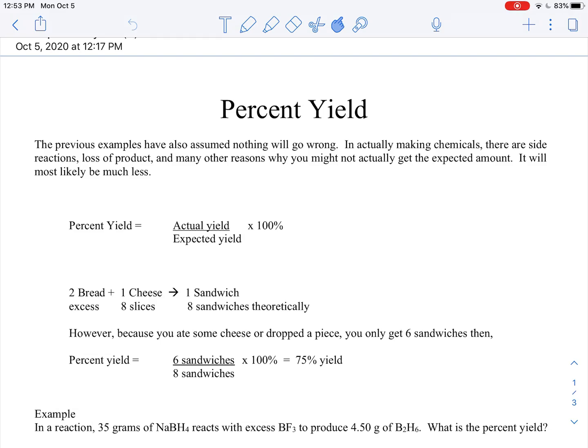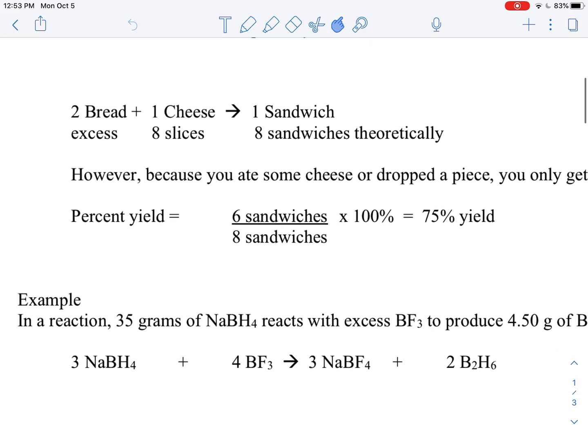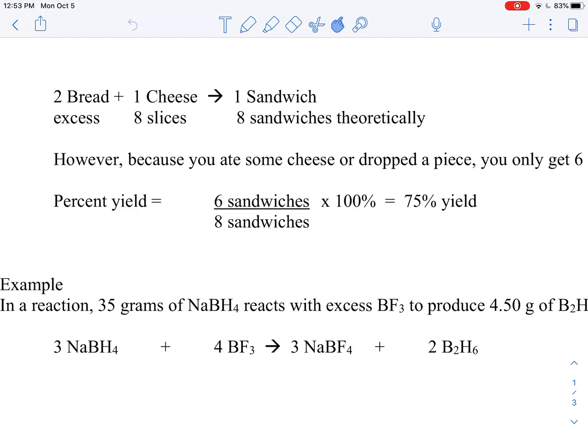So, for example, if you've ever made grilled cheese sandwiches, maybe you got a big old loaf of bread, and your limiting reagent is the fact that you have 8 slices of cheese. If you've got more than enough bread and only 8 slices of cheese, then theoretically the only thing that you could make would be 8 sandwiches. But anybody who's ever made grilled cheese sandwiches knows that you're going to take one of those slices of cheese and just eat it straight up, or maybe drop it and give it to the dog or whatever.